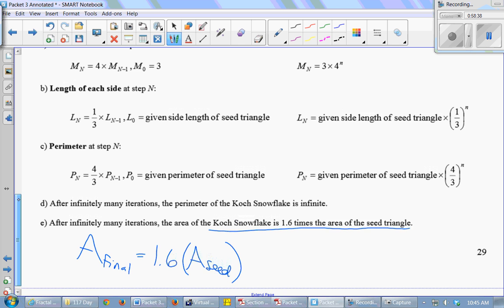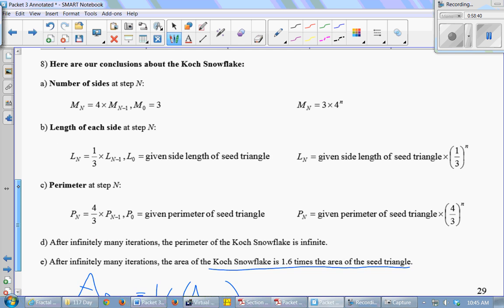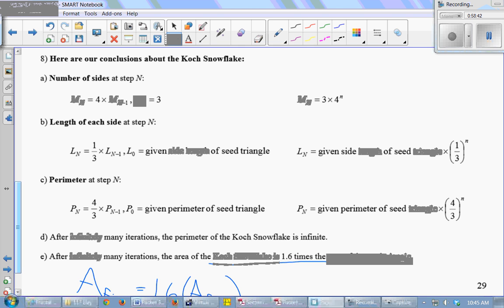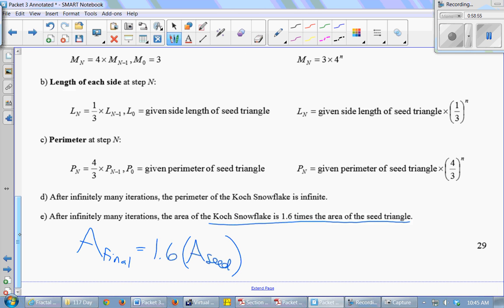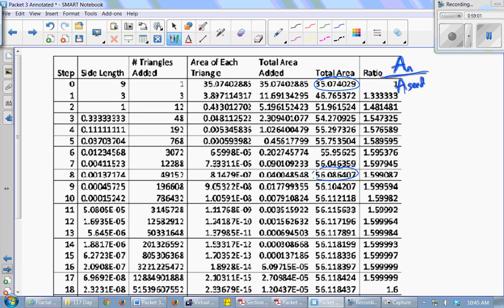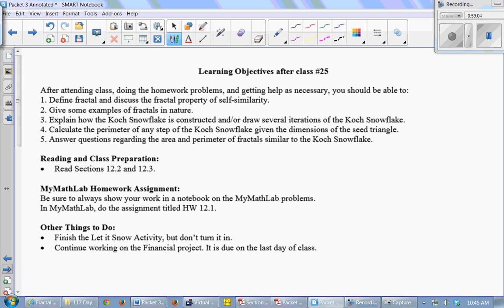Hold on. Let me just make my last conclusions about the Koch snowflake, which are written here. All of the formulas that we discussed today are written here: the number of sides, the length of each step, the perimeter at each step. The perimeter is infinite and the area is finite, 1.6 times the area of the seed. And that's it.